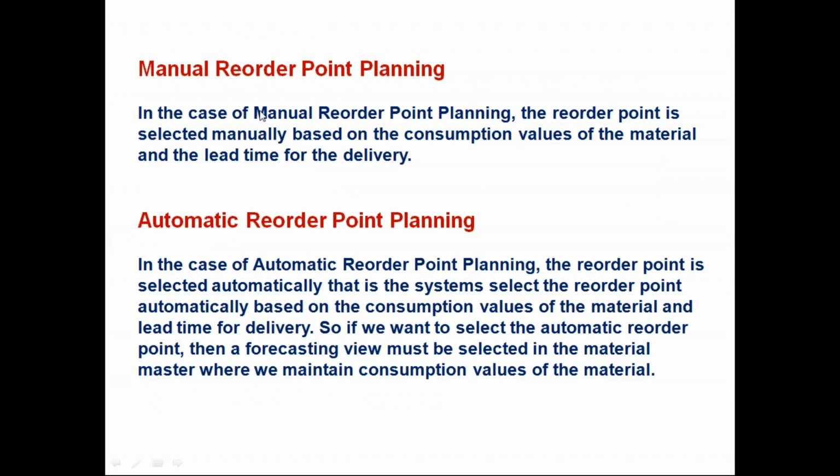Now, manual reorder point planning. In the case of manual reorder point planning, the reorder point is selected manually by the user when you are creating a material master, based on the consumption values of the material and lead time for delivery. And automatic reorder point planning. In the case of automatic reorder point planning, the reorder point is selected by the system automatically. The system decides the break-even point, that is the reorder point, based upon the consumption values of the material and lead time for delivery. So if you want to go for automatic reorder point planning, we need to maintain forecasting requirements in the material master. As a result, by taking the previous consumption values of the material, the system displays a break-even point.